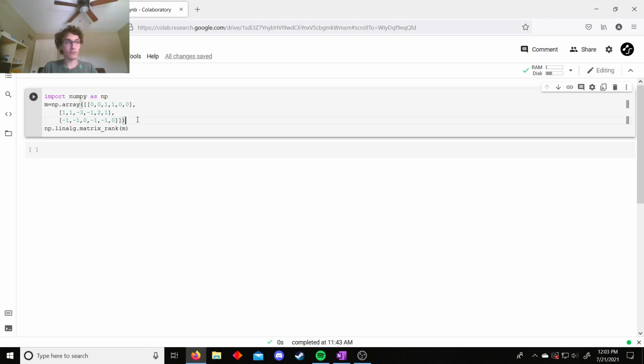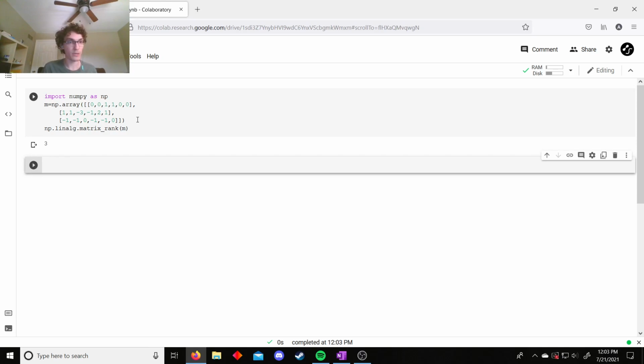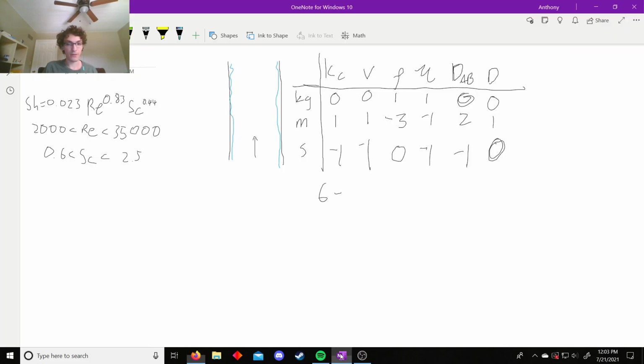And of course, you don't have to use Python. This is just probably the easiest way right now. And this gives us a 3. So the rank of our matrix is 3. So we're going to take the total number of variables, which is 6, minus the rank, and that's going to give us 3.